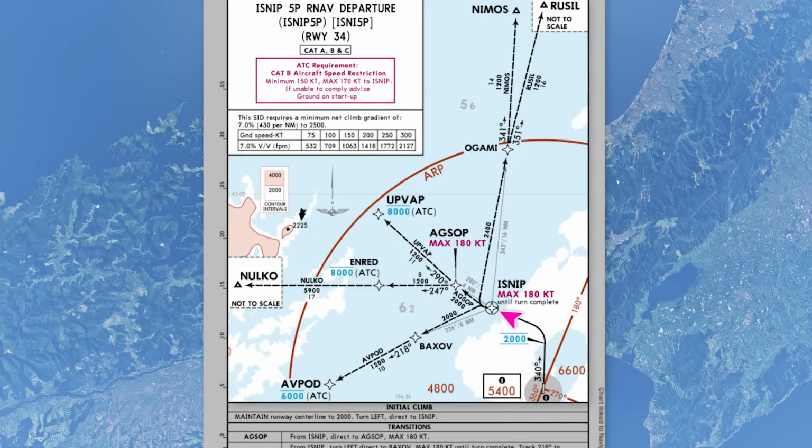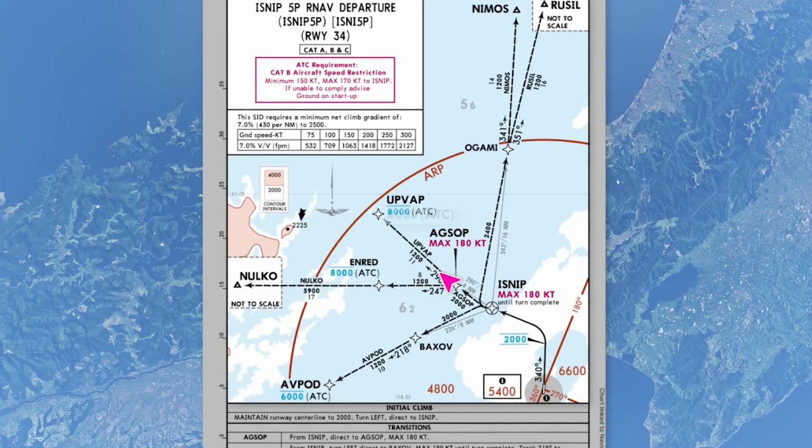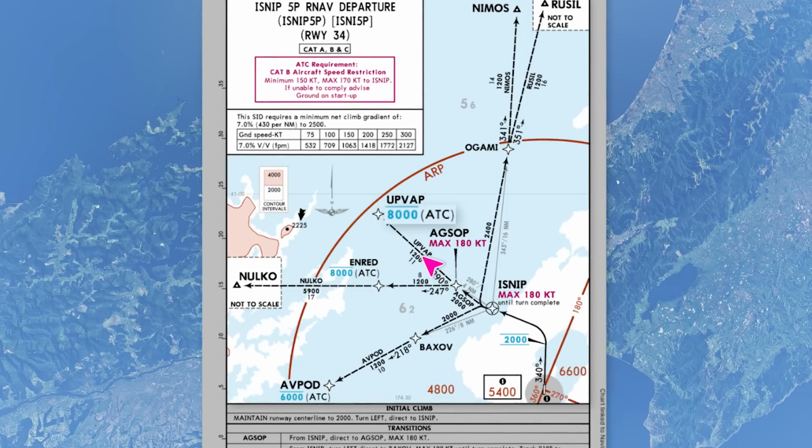Once at ISNP, we will continue on the UPVAP track. We'll fly to AGSOP and then UPVAP. UPVAP has an altitude limitation of below 8,000 feet. This is probably due to arriving traffic on a STAR. You can tell if it's an above or below restriction by the blue line above or below the waypoint.